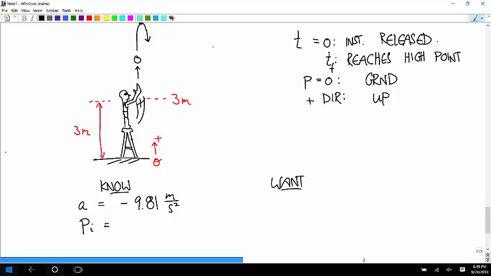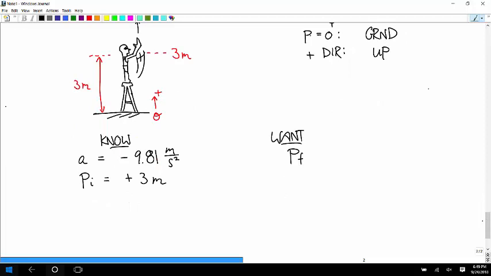Yep. That's at positive 3 meters. Do we know the final position? Do we want it? That's what we're trying to find. Do we know the velocity at time equals 0? We weren't exactly given it, but we can figure it out from what we're given.